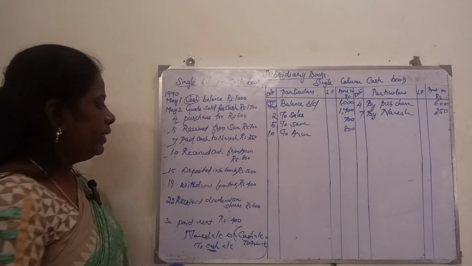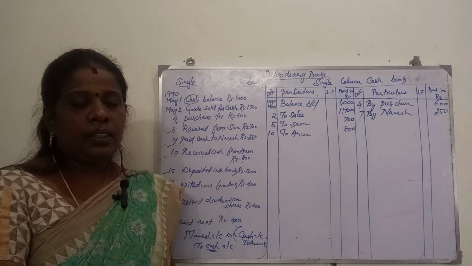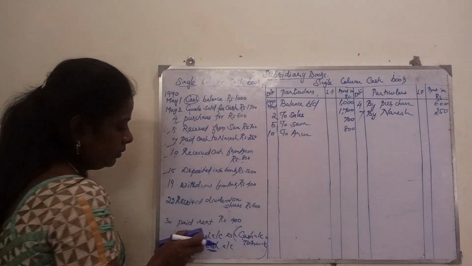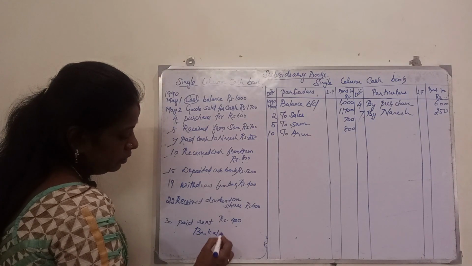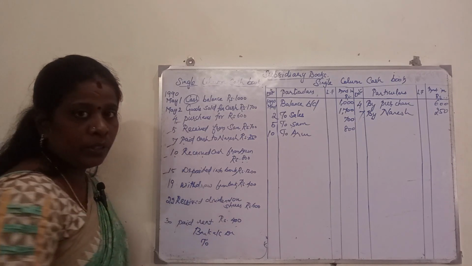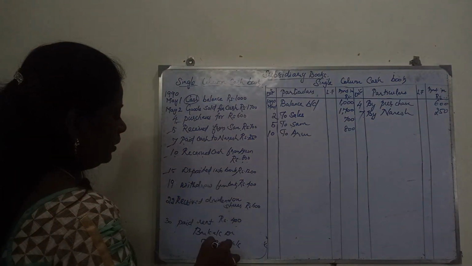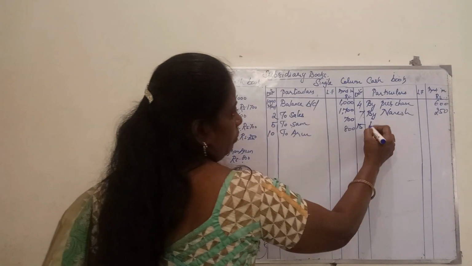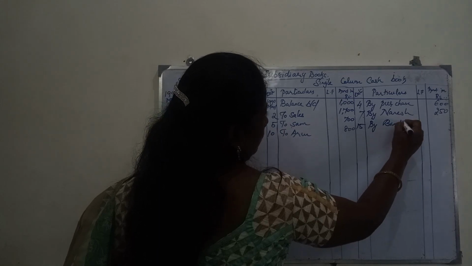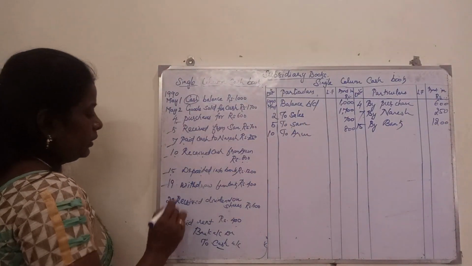Next one, 15th, deposited into bank. Cash deposited into the bank. Who is the receiver? Bank is the receiver. So bank account debit. Cash is going out of the business, so cash is credited. So cash is on the credit side. On the credit side, I want to mention the date 15. In the opposite, by bank. What is the amount? 1200.